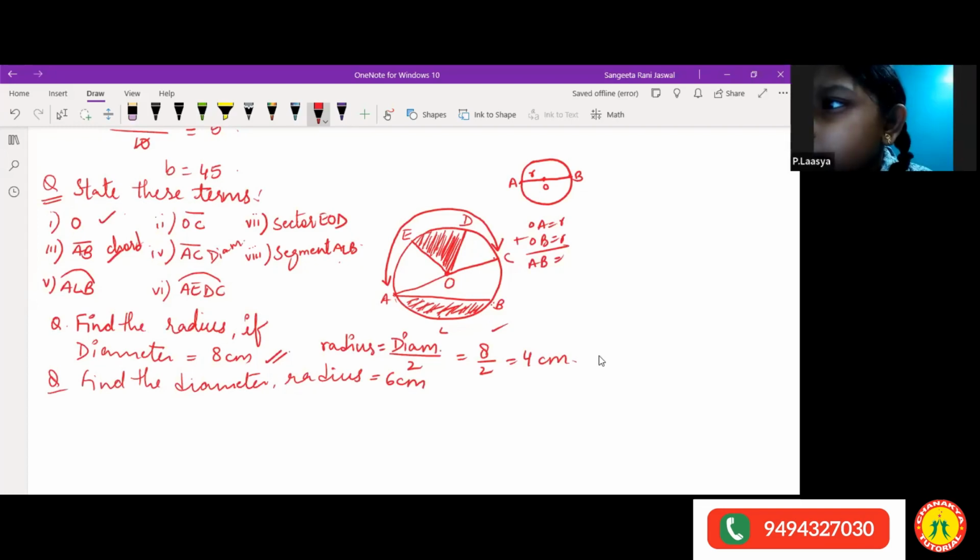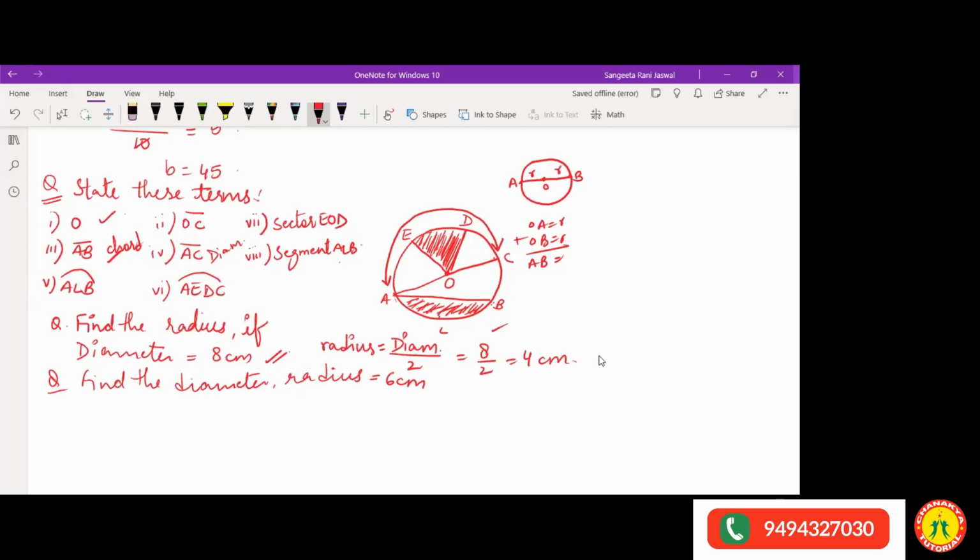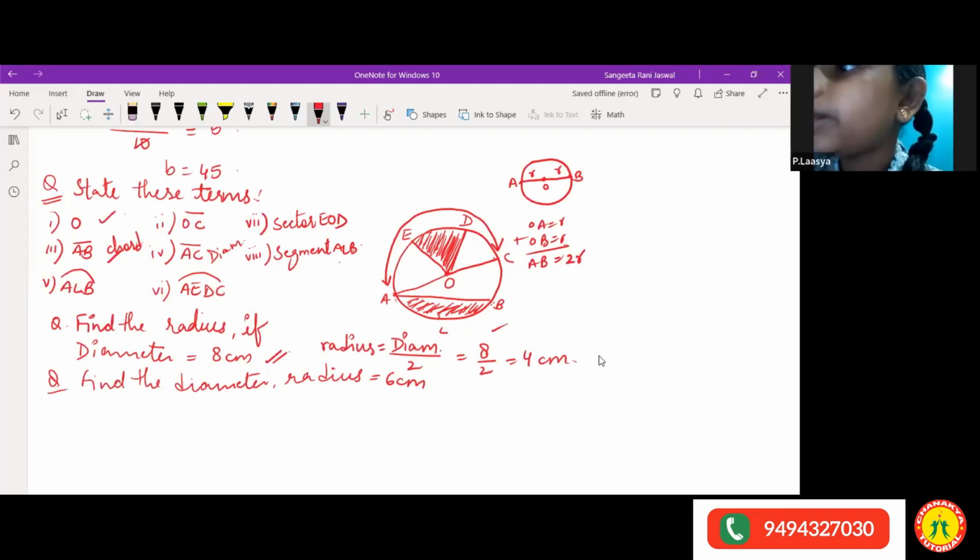And the radius will be R and one more R. This radius also and this radius also. So this will be twice the radius.